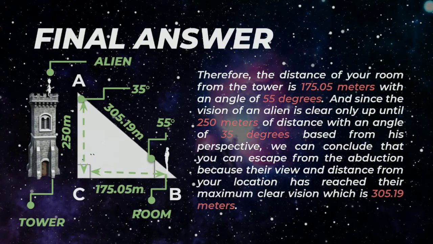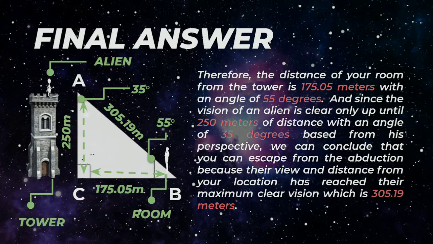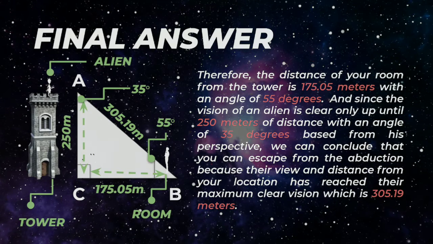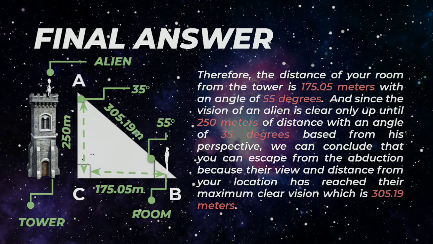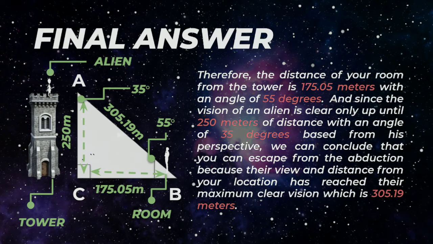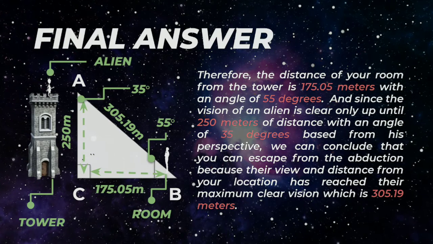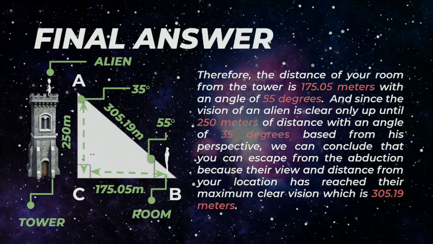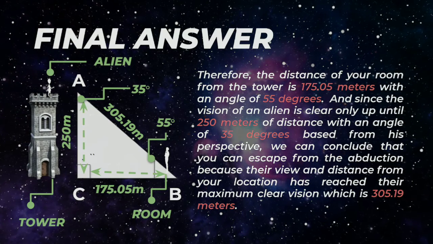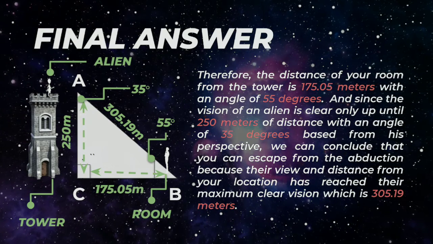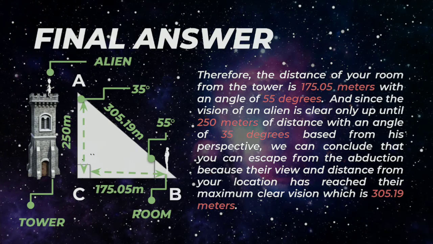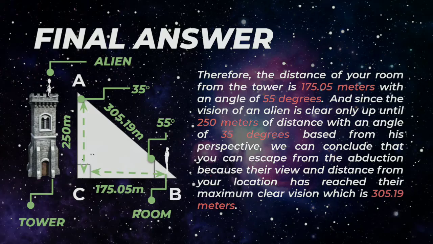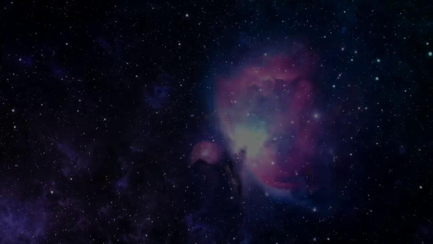Our final answer would be, the distance of your room from the tower is 175.05 meters with an angle of 55 degrees. And since the vision of an alien is clear only up until 250 meters of distance with an angle of 35 degrees based from his perspective, we can conclude that you can escape from the abduction because their view and distance from your location has reached the maximum clear vision, which is 305.19 meters based from the hypotenuse.